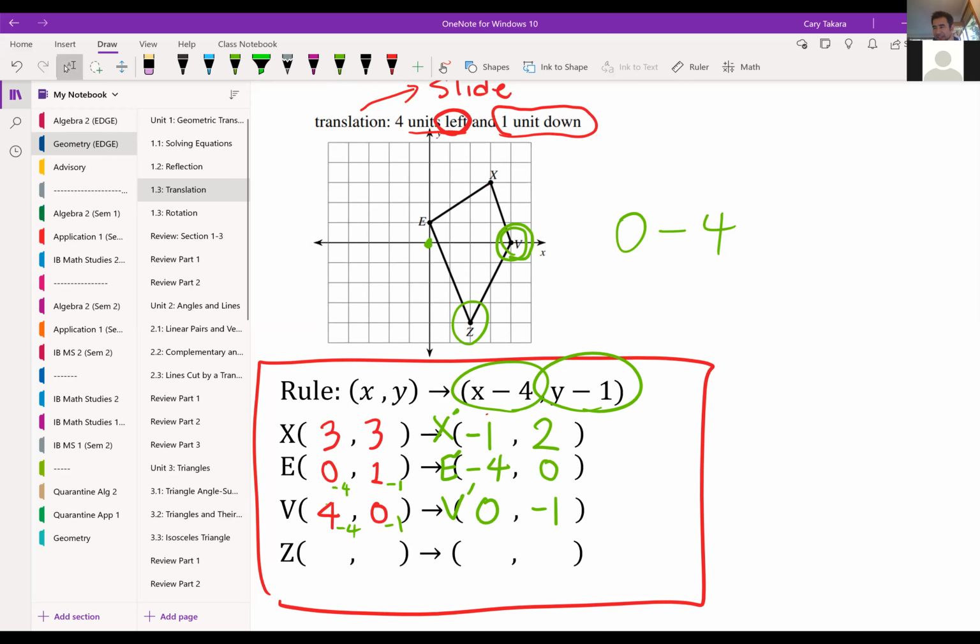Okay? And lastly, Z, what's the coordinate for Z? Have you guys already done that? Do you guys need time? Let's do 30 seconds, okay? Let's figure out the coordinate for Z and then figure out the coordinate for Z prime.